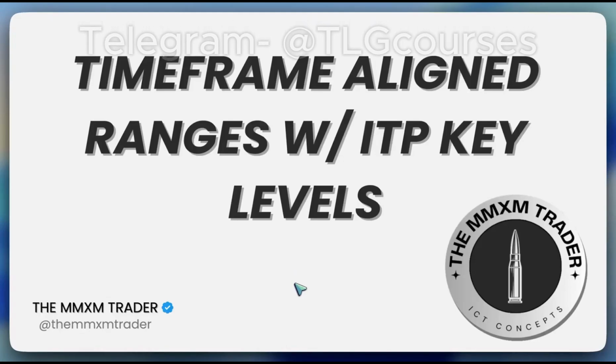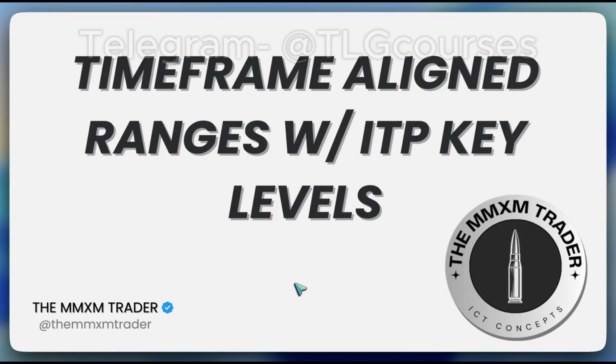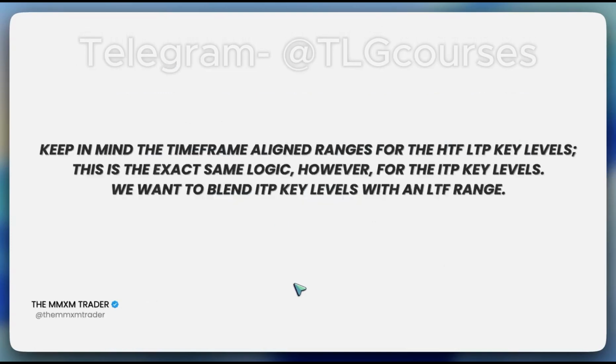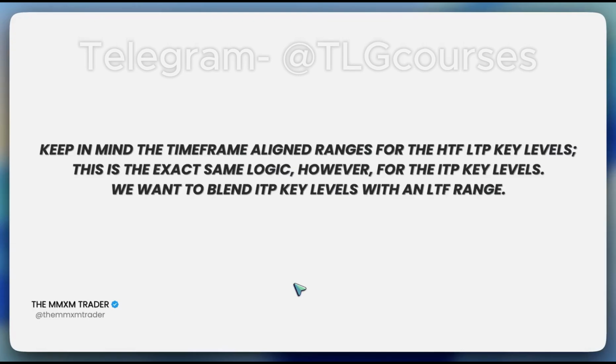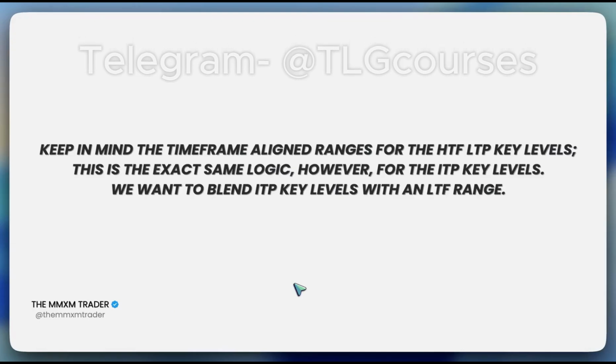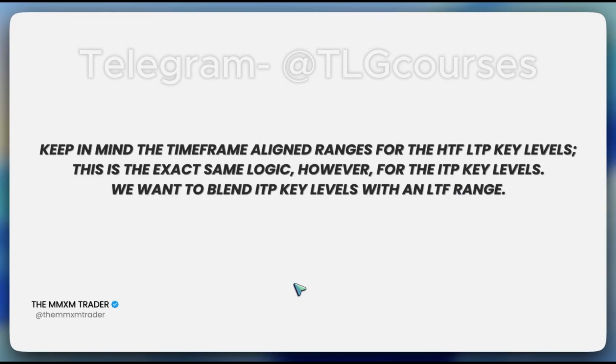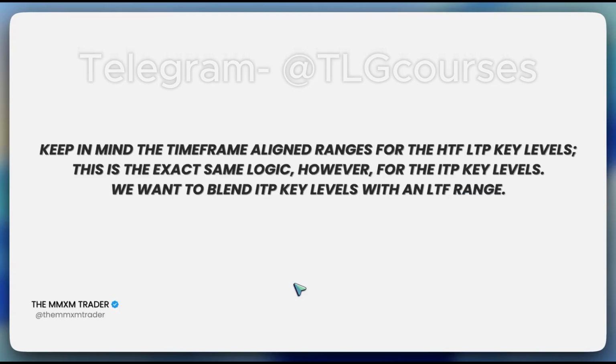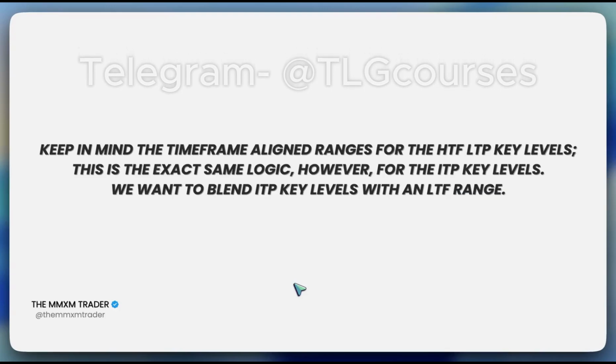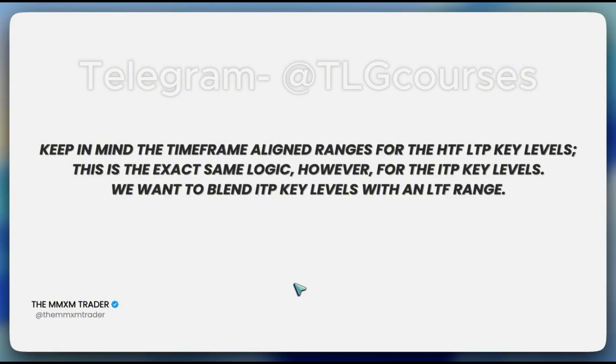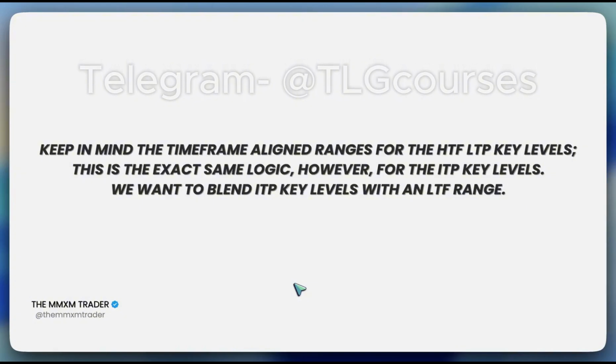Okay guys, time frame aligned ranges with intermediate term perspective key levels. Remember, the intermediate term perspective is the H4 and H1. This is the exact same logic that we used for the time frame aligned ranges with the LTP key levels. However, for the ITP key levels, we want to blend ITP key levels with its relative time frame range.